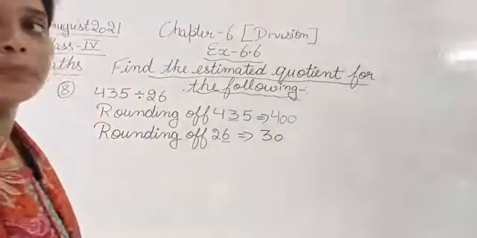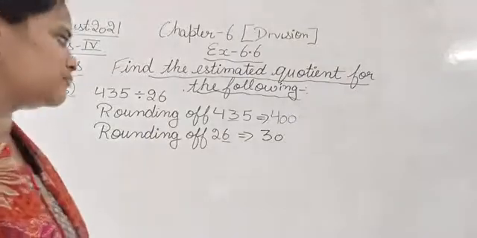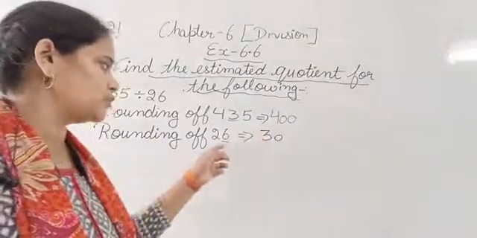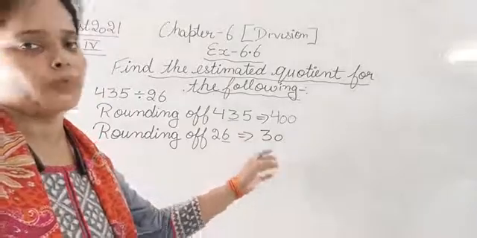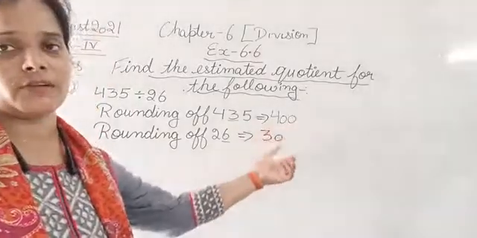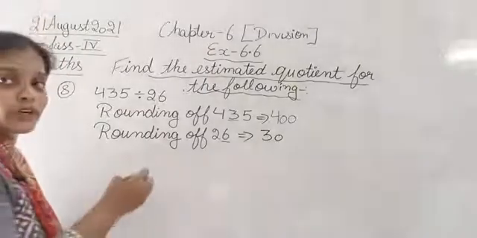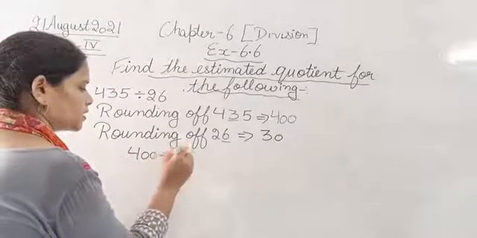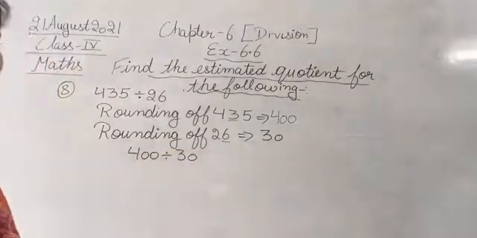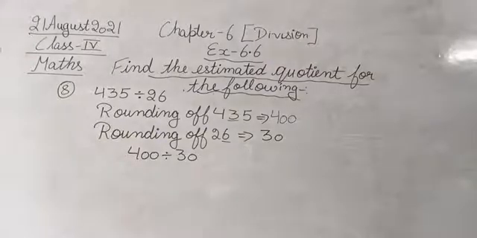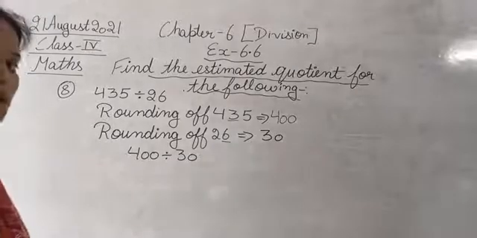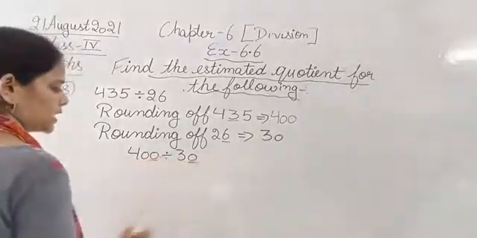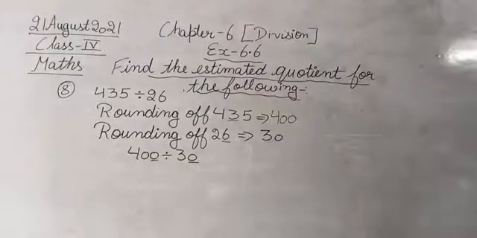So after rounding off, 435 becomes 400 and 26 becomes 30. Now we have the new dividend and divisor, 400 divided by 30. Again we are going to remove the common zeros, one zero from both sides. So now the numbers remaining are 40 divided by 3.